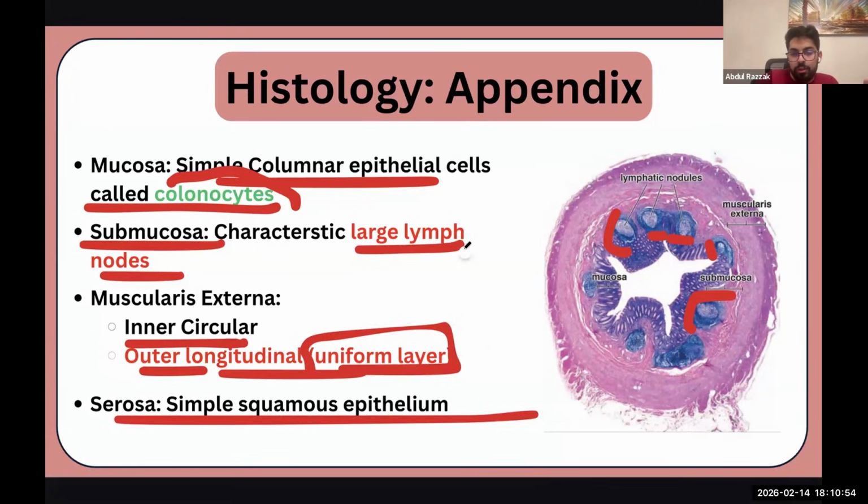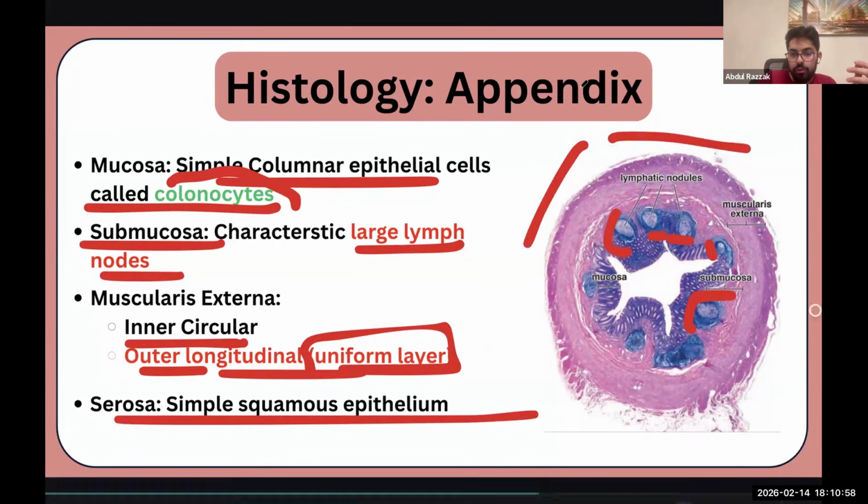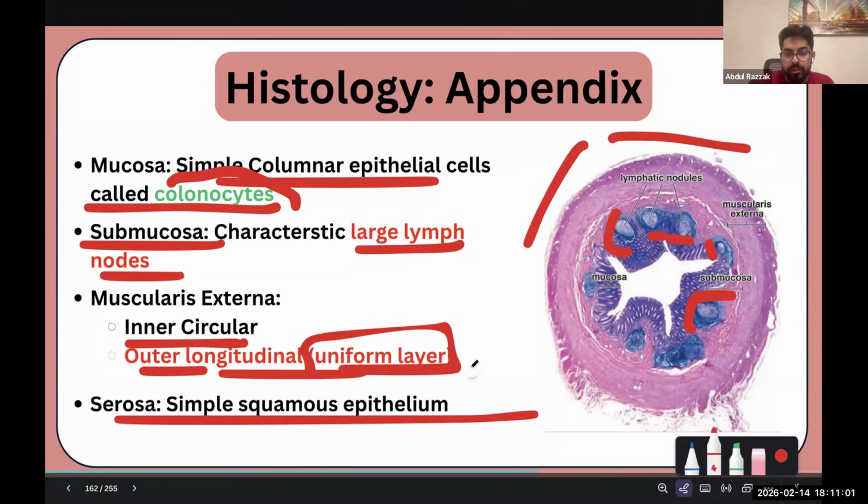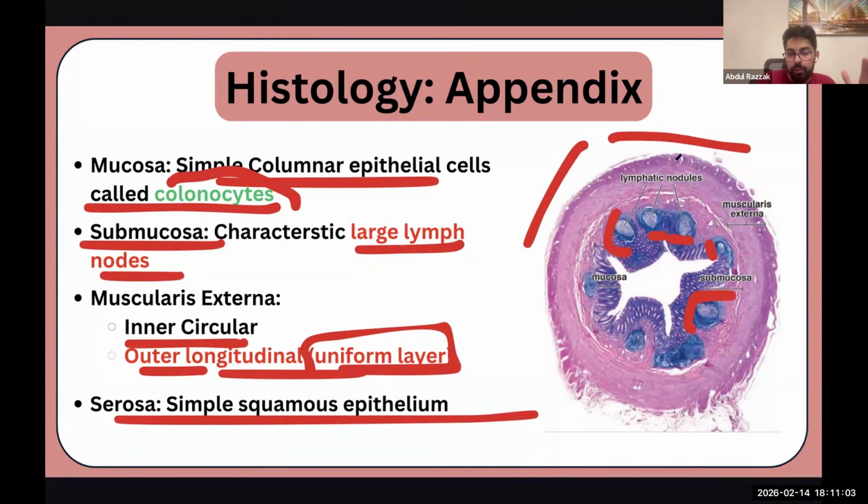The appendix is very easy to know on histology, because you might even be able to see the whole thing in the image. So you can immediately tell, oh, this is the appendix. Like no other organ would appear like this.